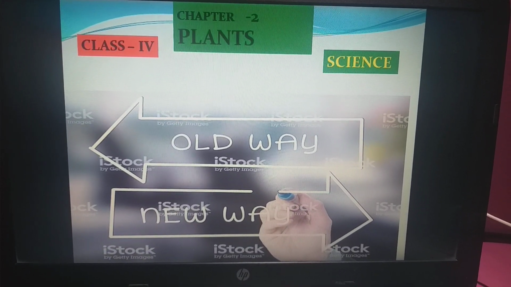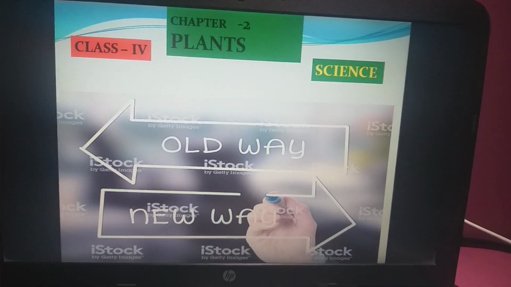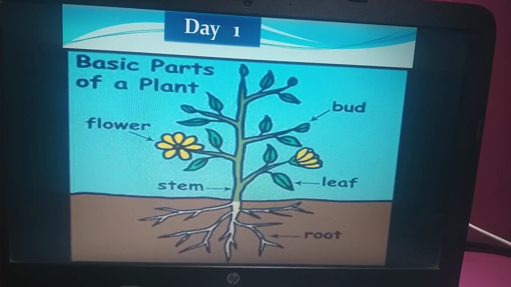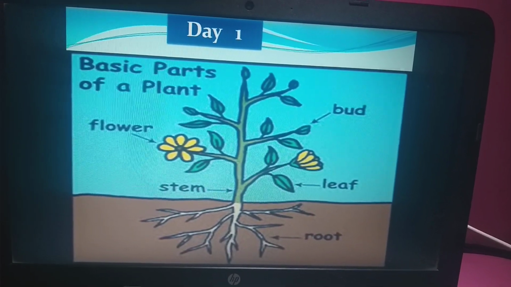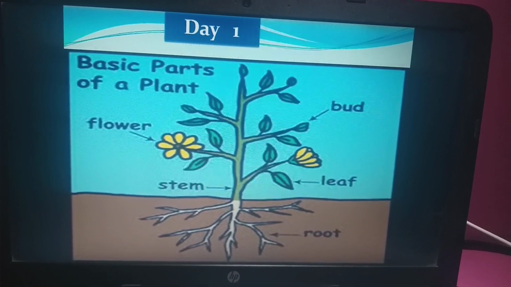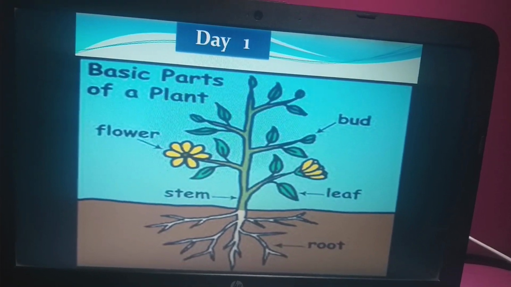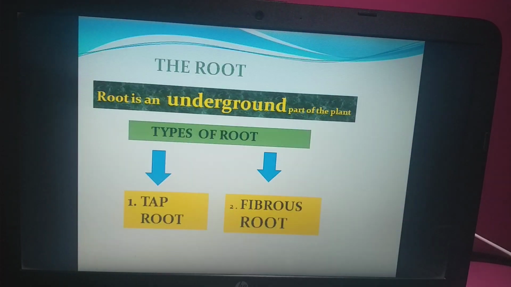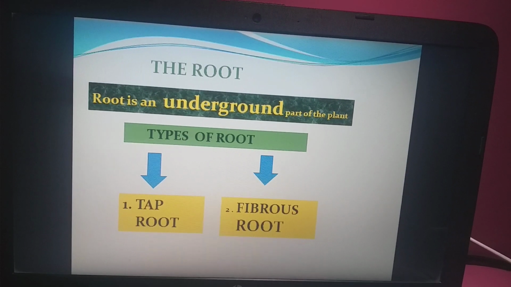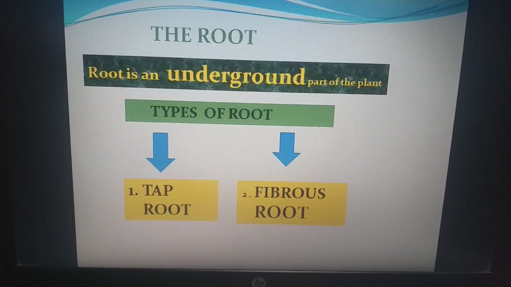Today we will study a new chapter, that is plant. In the previous class we have already studied about different parts of the plant, that is flower, stem, bud, leaf and roots. In this chapter, let's see what new things we are going to study. We will study about the root.